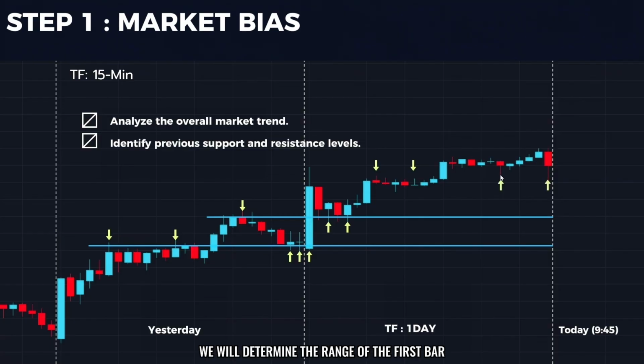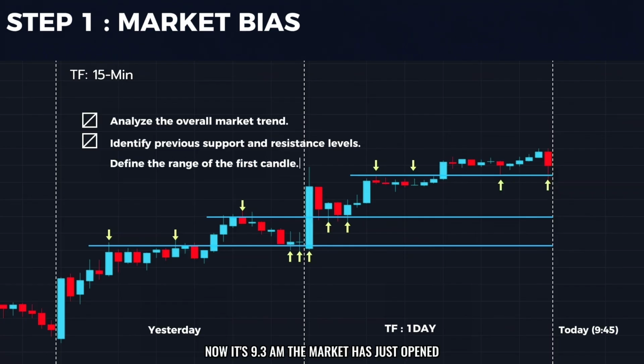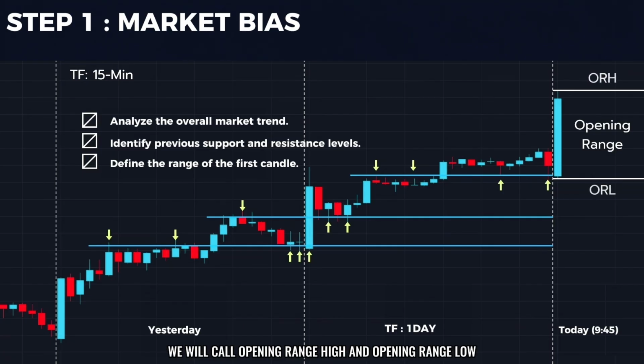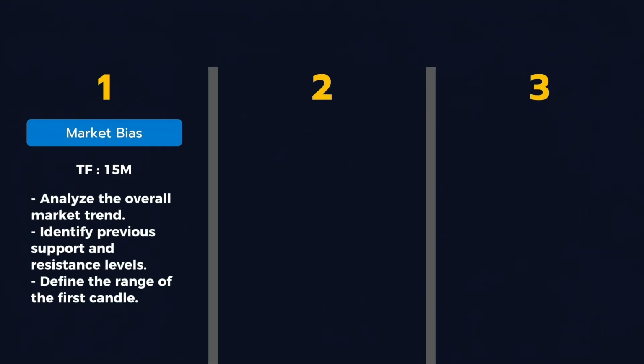After that, we will determine the range of the first bar. After 15 minutes, now it's 9:03 a.m. The market has just opened. Wait for 15 minutes. The price has risen dramatically. It has turned into 9:45 a.m. Therefore, we can determine the range at the first stop. This range will be measured from the high point to the low point. We call it the opening range. The upper side and the lower side of the range we will call opening range high and opening range low. Use the symbols ORH and ORL.